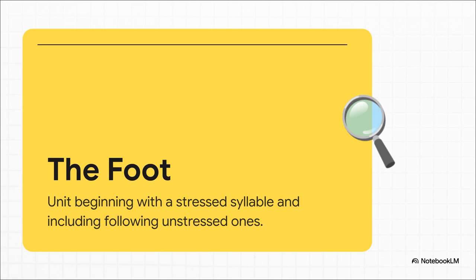And to make that stress-timed rhythm actually work, English relies on a fundamental building block called the foot. A rhythmic foot always kicks off with a strong, stressed syllable, and then it sweeps up all the unstressed syllables that follow it, right up to, but not including, the next stressed syllable. It is basically the essential unit of measurement for spoken English.